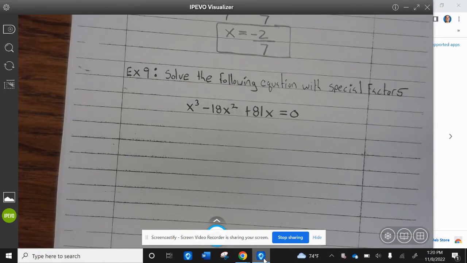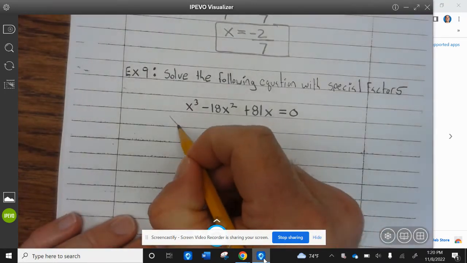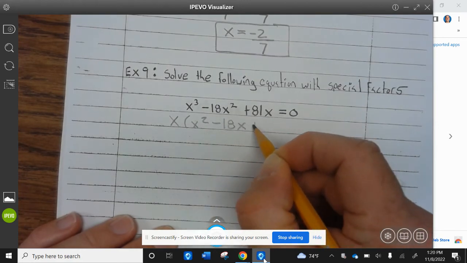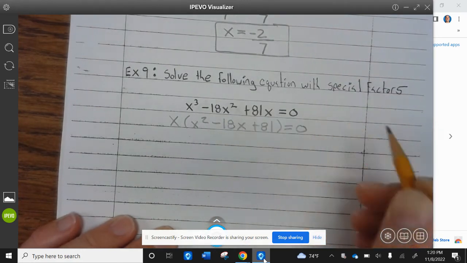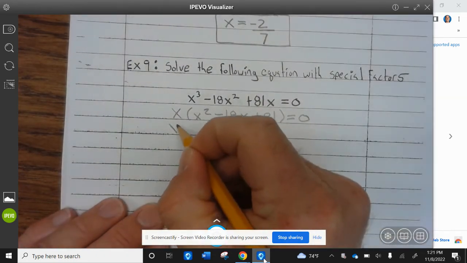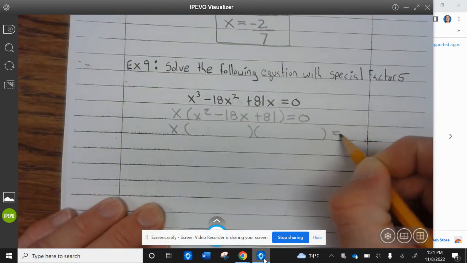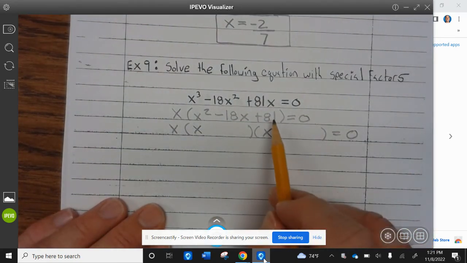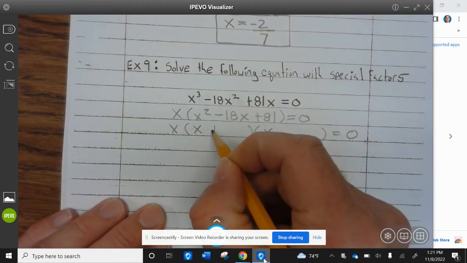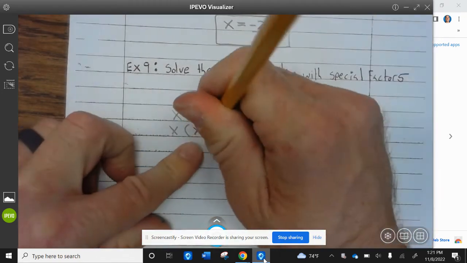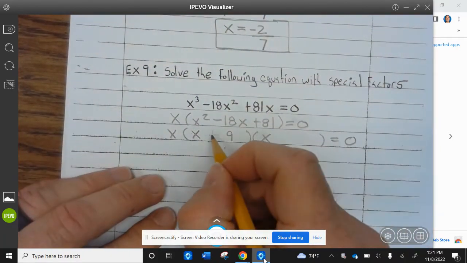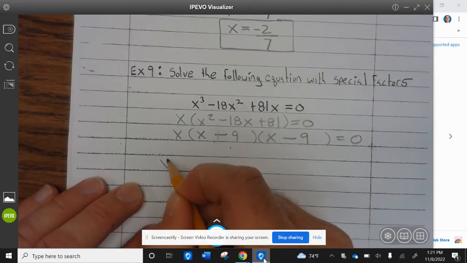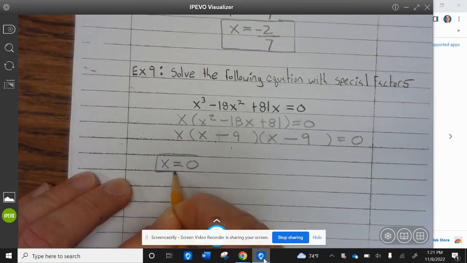All right, example 9. Solve the following equation with special factors. First off, we can factor out an x, which leaves x squared minus 18x plus 81 equals 0. So x, 2 parentheses, equals 0. X and x. Now, in order to get a positive 81 but a negative middle, that's plus 9. Oh, no, I'm sorry. Minus 9, minus 9. So you set x equal to 0? There's one of your answers.